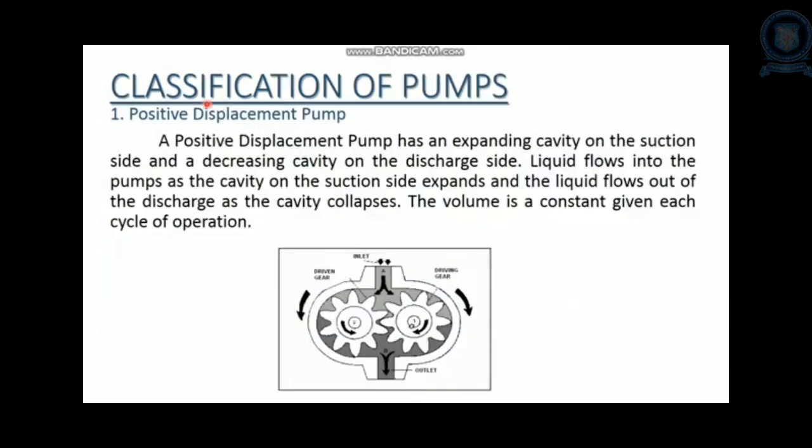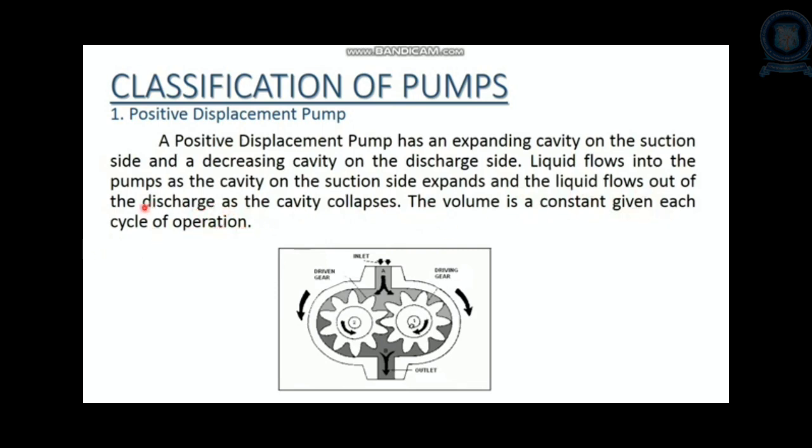Now the classification of pumps. The pumps are mainly classified into two types. All pumps come under these two types: positive displacement pumps and non-positive displacement pumps. Simply, we can see the definition. A positive displacement pump has an expanding cavity on the suction side and a decreasing cavity on the discharge side. Fluid flows into the pump as the cavity on the suction side expands and the liquid flows out of the discharge as the cavity collapses. The volume is constant for each cycle of operation.